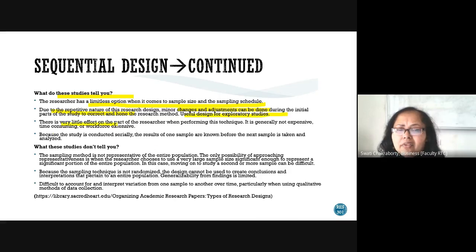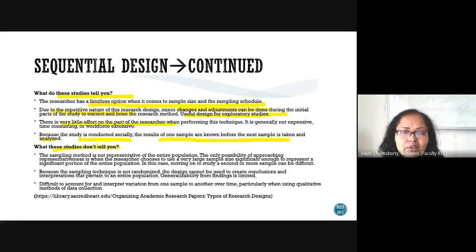There's very little effort on the part of the researcher when performing this technique. It's not expensive, not time consuming, and also not workforce extensive. And because the study is conducted serially, the results of one sample are known before the next sample is taken and analyzed. You get to know the results before you take the next sample.